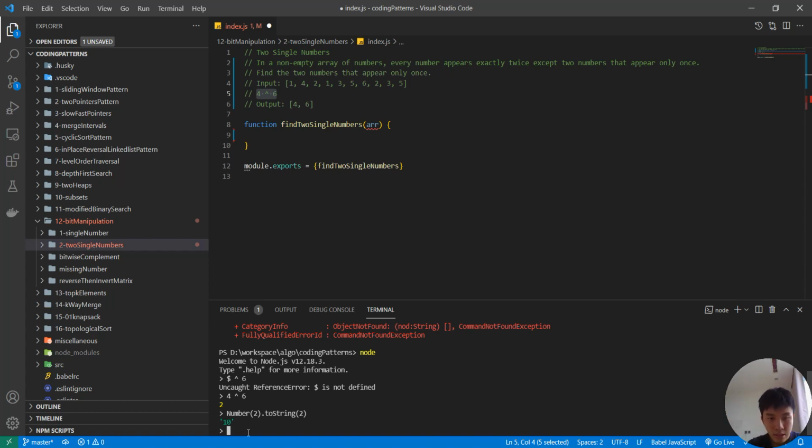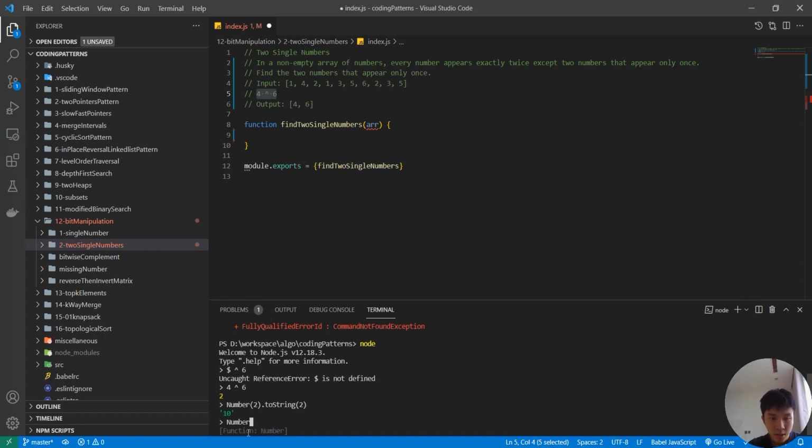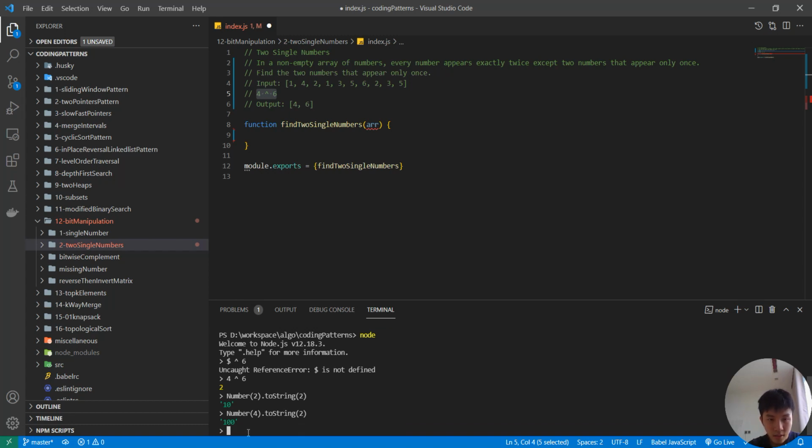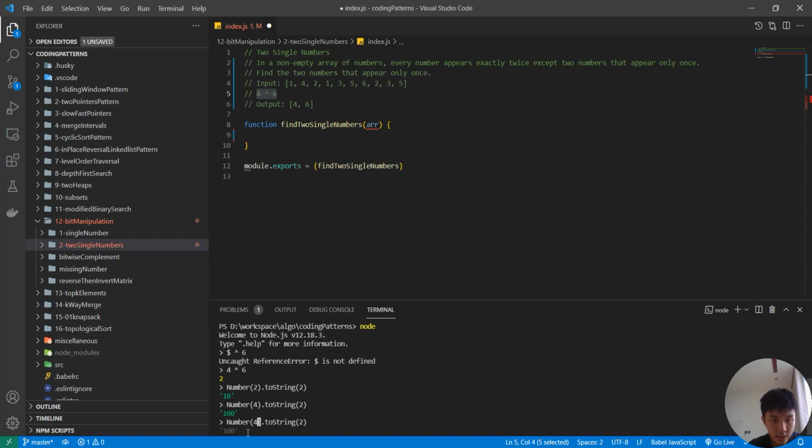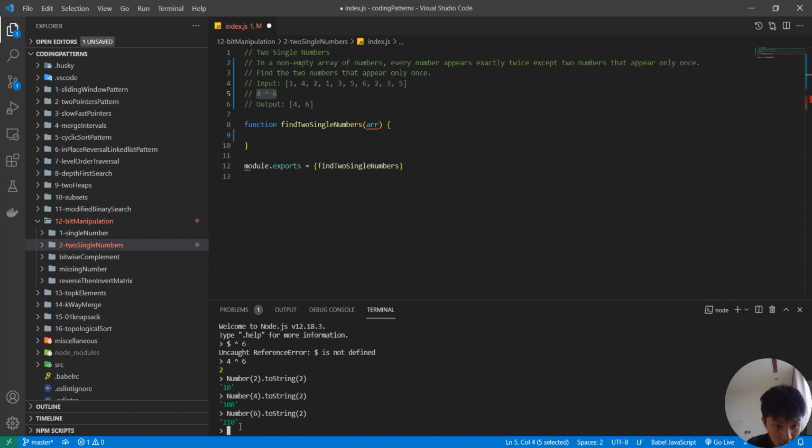So let's check it. Number 2, number 4, we convert to binary. Again, number 6. You can see 0 and 0 are the same, so they produce 0. 0 and 1 are different, so they produce 1.